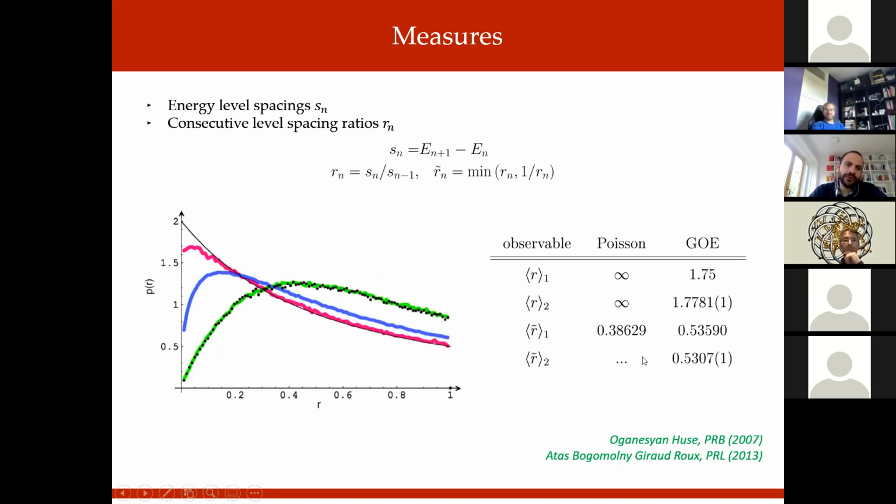And if we want to have a single number that is an indicator of whether we are in the chaotic or in the integrable regime, we can simply calculate the mean value of this quantity R tilde, which is the minimum of R and 1 over R, which was proposed by Hughes and Oganesyan in 2007 as a simple indicator of integrable to chaotic behavior. So in the integrable case, this quantity takes a value close to 0.386. In the GOE case, it's close to 0.536.